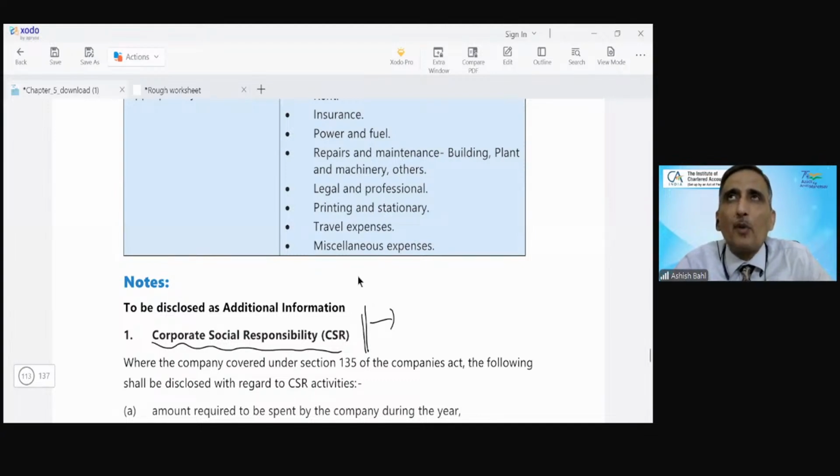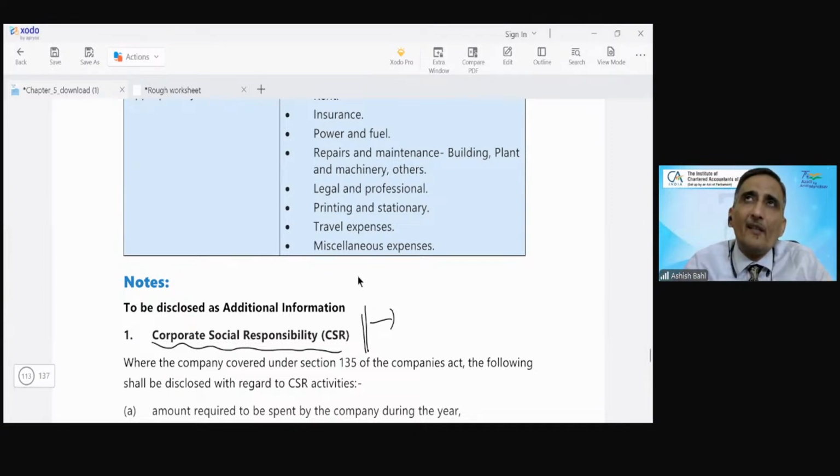So whatever profits you are earning as a company, as a corporate, there is some responsibility cast upon you as a company to spend some money, which is prescribed in the Companies Act, towards fulfilling corporate social responsibility on some socially desirable causes, like environment protection, like helping poor or destitute people, such kind of things. Okay. Yes, Ritika, you are correct.